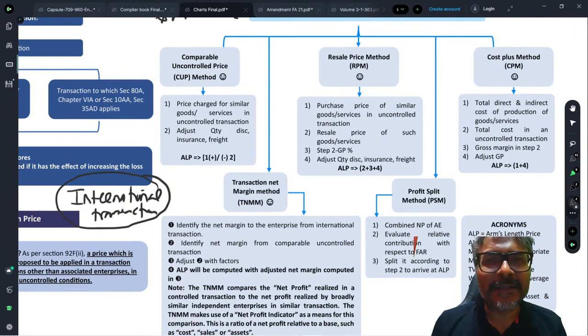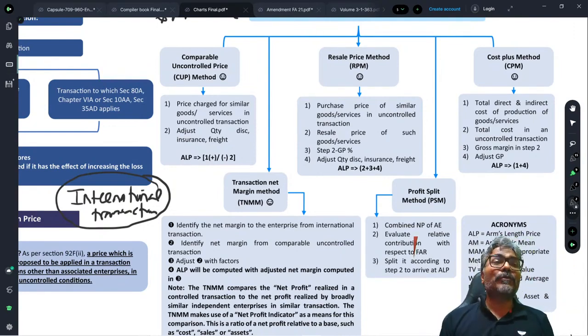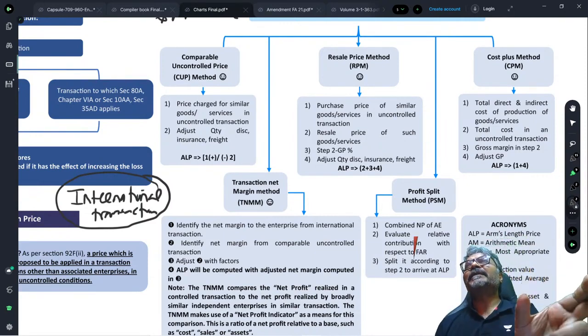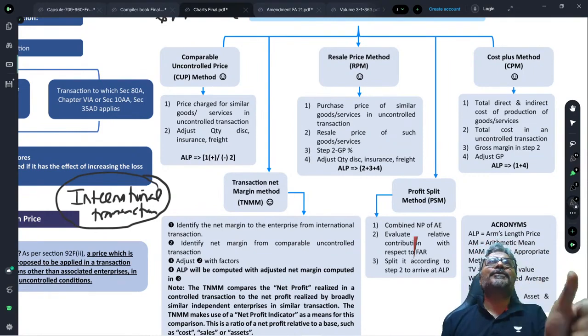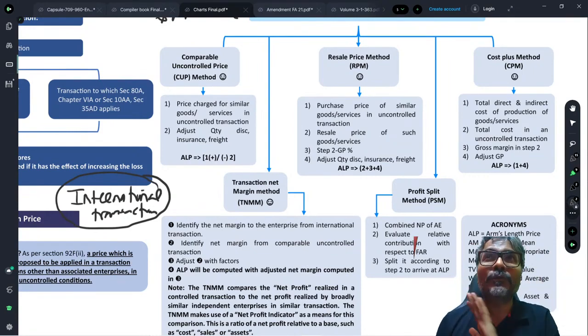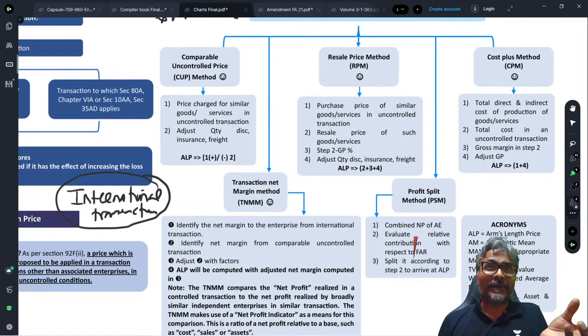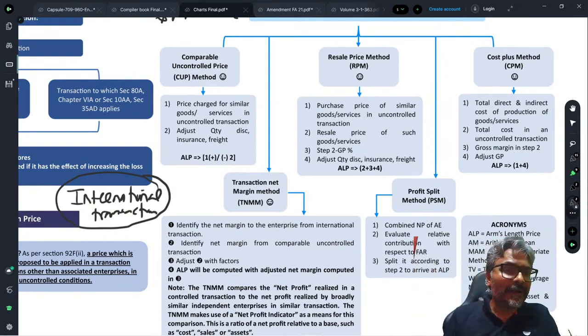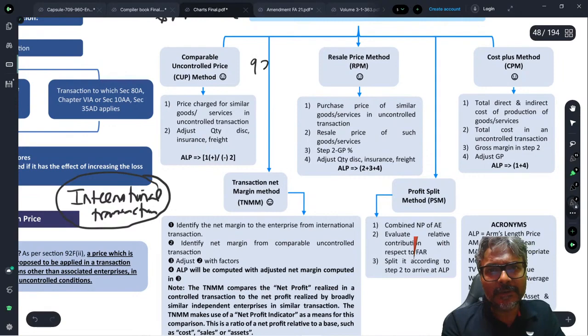Once you see the difference, don't get excited, and please don't blindly say that this difference between the ALP and the transfer price is the addition to be made in the total income. Don't do that. Please check whether, if you adopt the ALP, it will result into a downward adjustment. Are you aware of section 92.3, students? All of you are aware of 92.3.